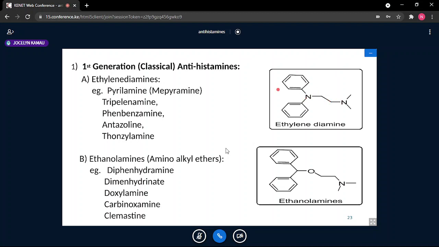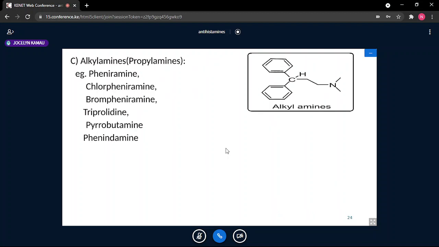So the phenyl rings are separated from the nitrogen, but you have only 2 carbon atoms in between. That's the main difference: for the propylamines, you do not have a heteroatom. You have a carbon, and therefore the terminal nitrogen is separated from the phenyl groups by 3 carbon atoms. But for all the others, you do have a heteroatom in between.